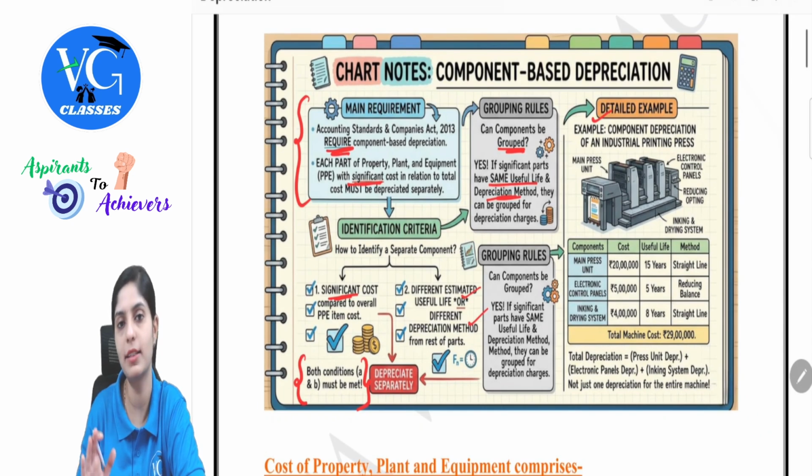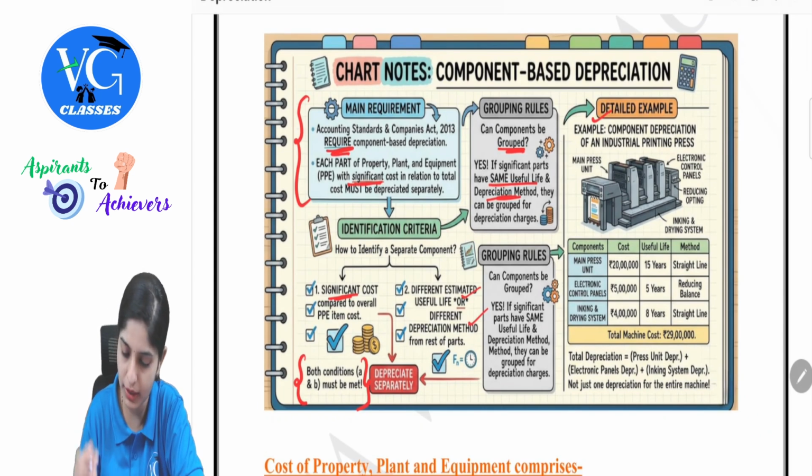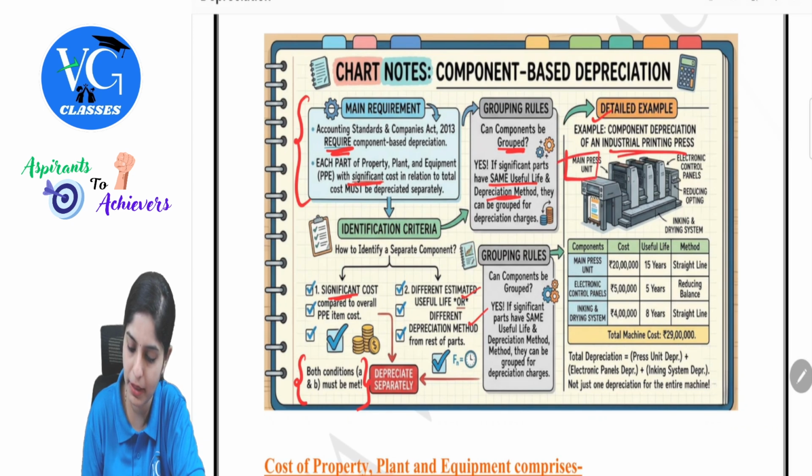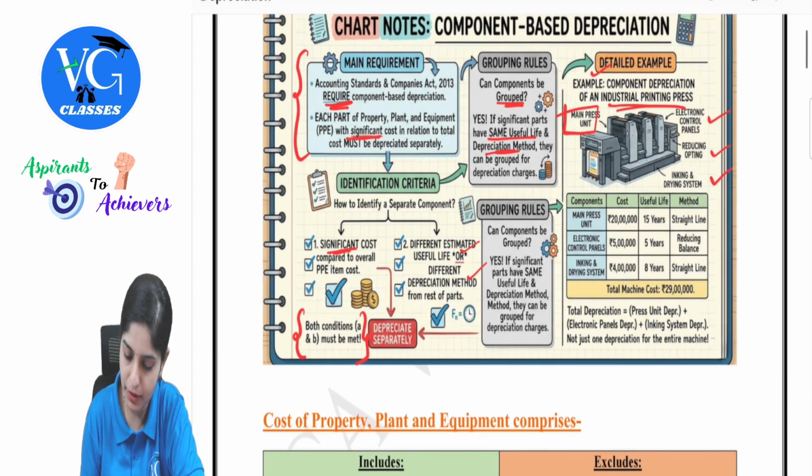Just to understand how component depreciation works, see, there is an industrial printing press. Now in this industrial printing press, there are several parts like the main press unit, electronic control panels, reducing option, and inking and drying system. Is there a breakup of cost available? Yes. The main press unit is worth 20 lakh. The useful life here is 15 years and the method used is the straight line method.